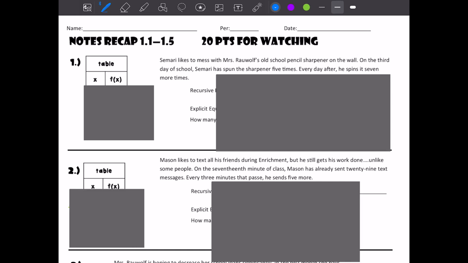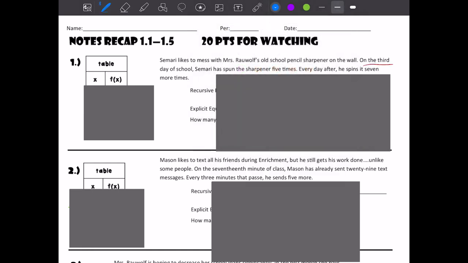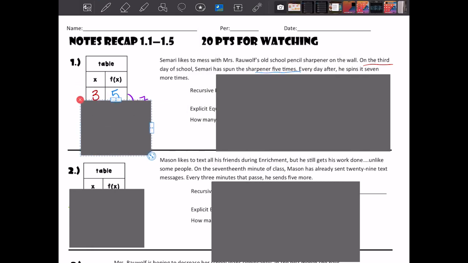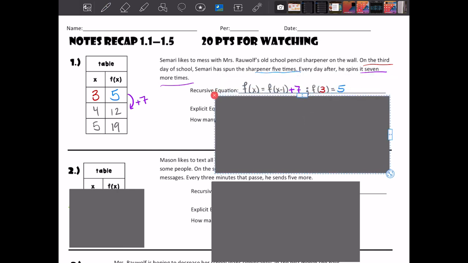So read this first problem about Samari messing with Miss Rowell's pencil sharpener. We know it's going to be on the third day, and we also know that he spun the sharpener 5 times. So that's where we get 3 and 5 from in our table. Then we know every day he spins it 7 more times. So that's where this plus 7 comes into play for our table. So when we write our recursive equation, it's going to go f of x equals f of x minus 1 plus 7, semicolon, f of 3 equals 5.